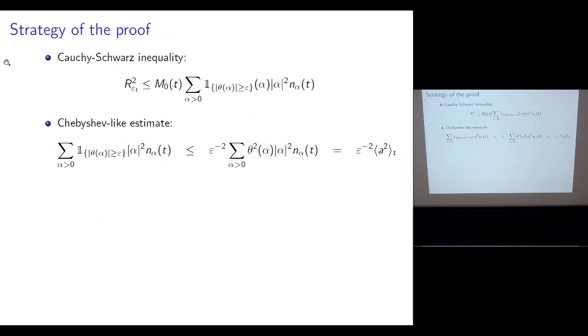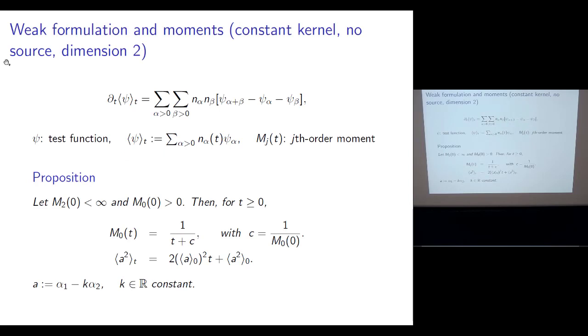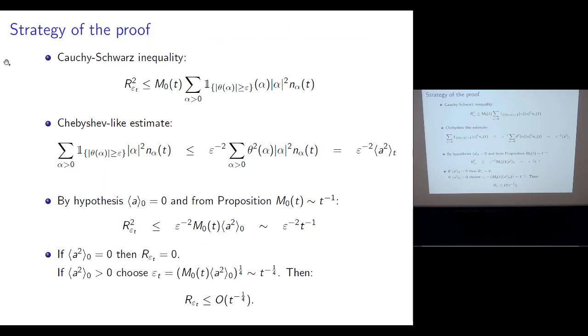So finally, we have that r square is smaller or equal than epsilon to the minus 2, a square 0 times m 0 t. And if a square 0 is different from 0, then this is of the order of epsilon to the minus 2 times t to the power minus 1, because in the proposition, we have that m0 is of order 1 over t. Okay. And so we obtain the result that if a square 0 is 0, then r epsilon is 0.